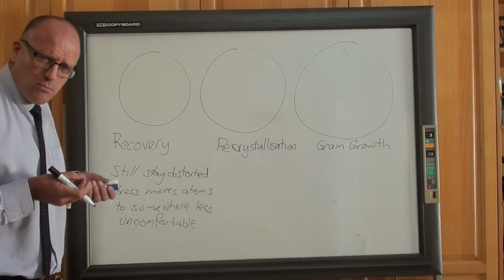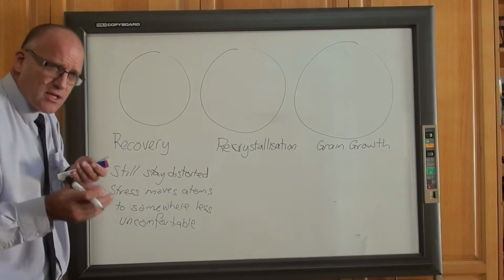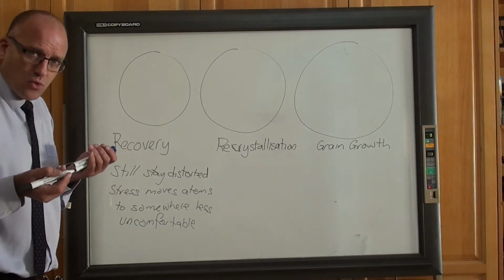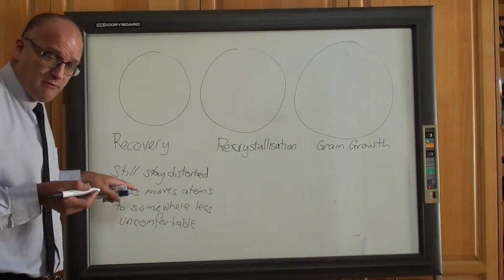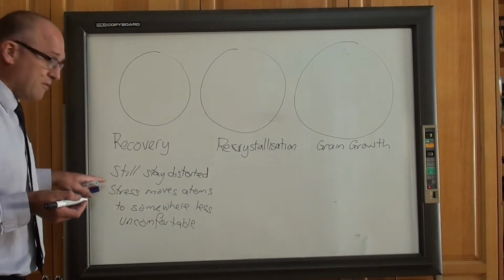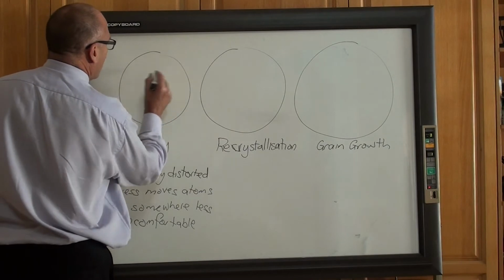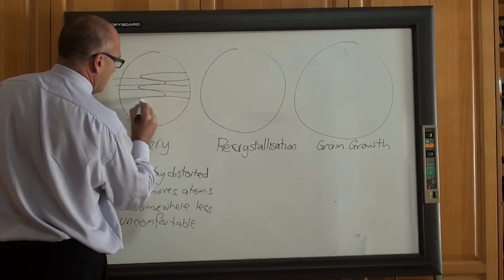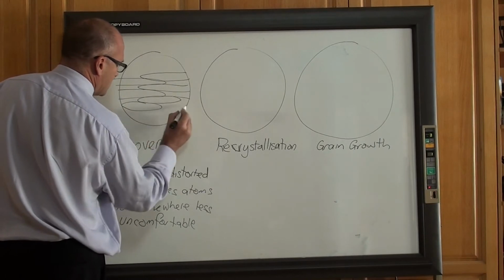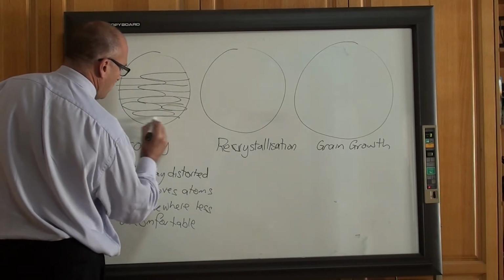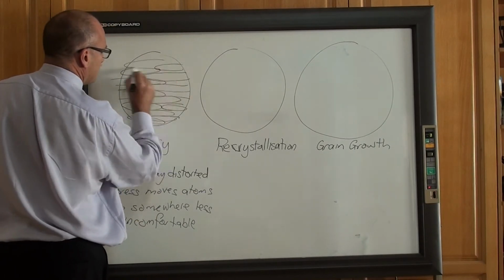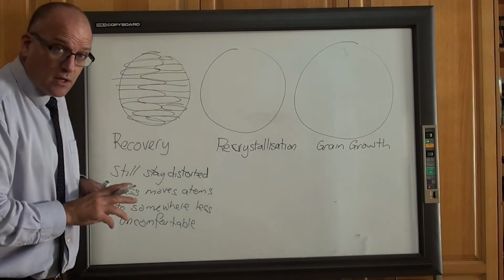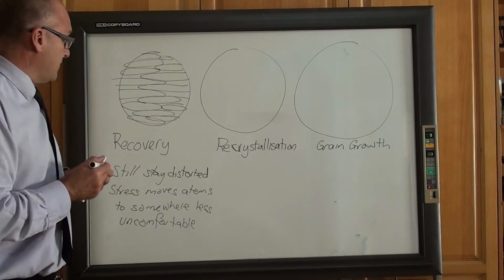It just means it goes from being ready to snap to just having a step back and being a little bit more comfortable. So recovery is essentially, if I've got a cold worked grain, cold working, as you know, gives you elongated grains like this, assuming it's rolled in one direction. So in recovery, the grain structure internally in the metal still looks like that.